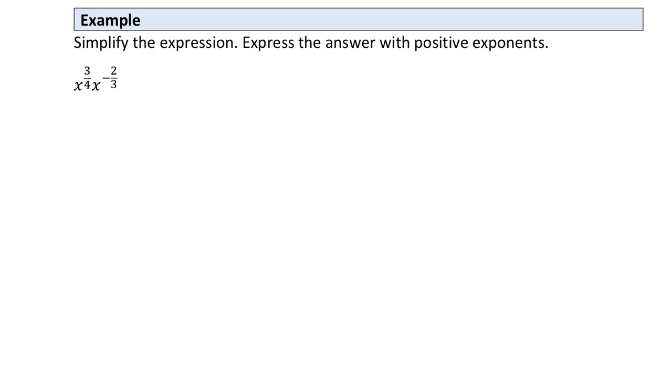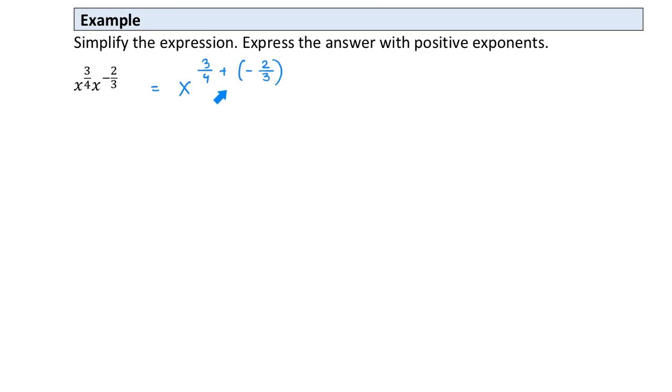Here we need to simplify the expression x to the power of 3 over 4 times x to the power of negative 2 over 3. We know that when we multiply two expressions that have the same base, then we just have to add the exponents. Then this will be equal to x to the power of 3 over 4 plus negative 2 over 3.